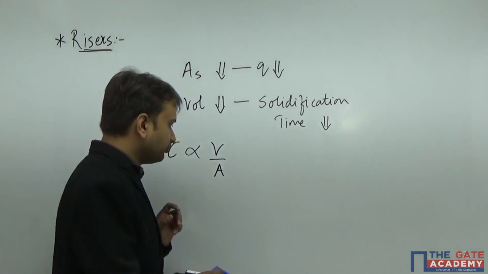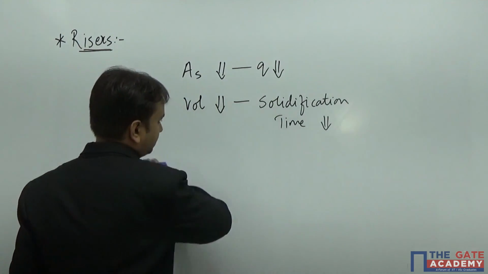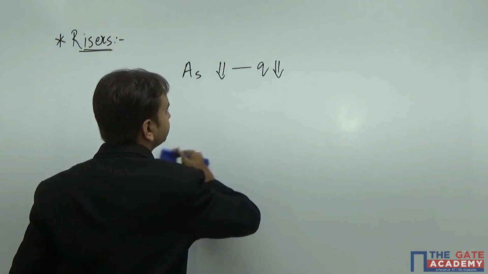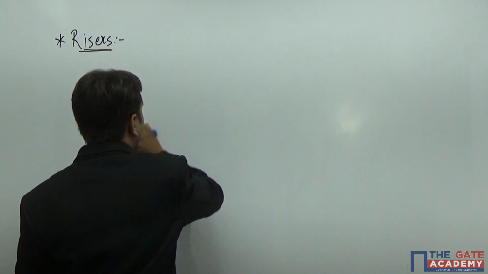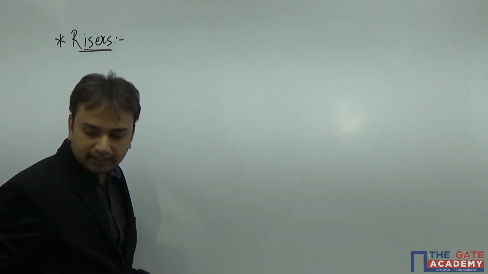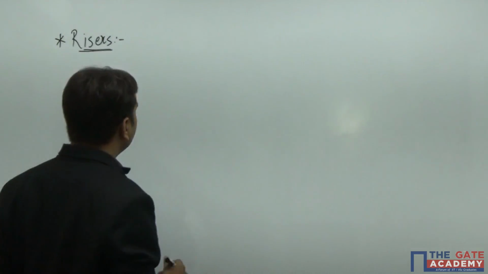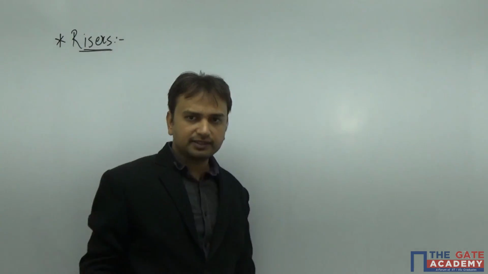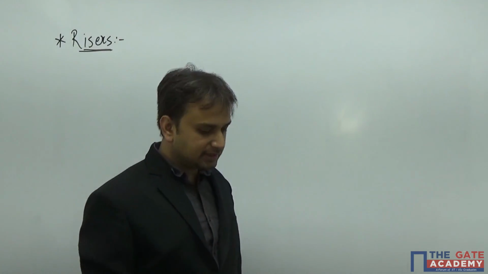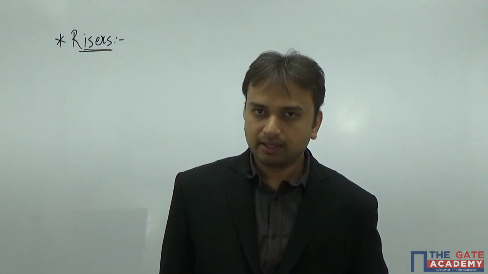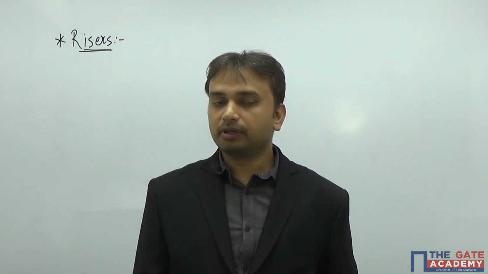Very good. So we have understood one basic thing, that we have to decrease the surface area. Now, what is going to be the volume of the riser? How to determine the volume of the riser?